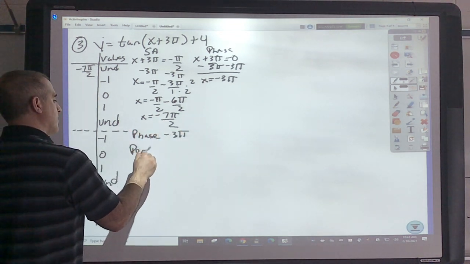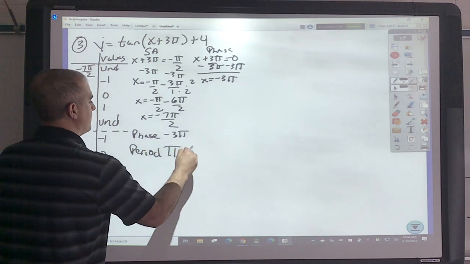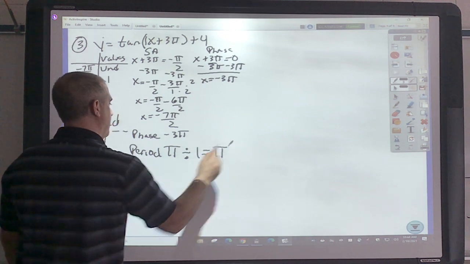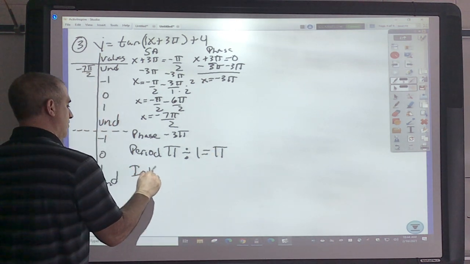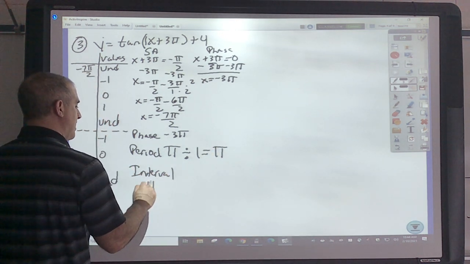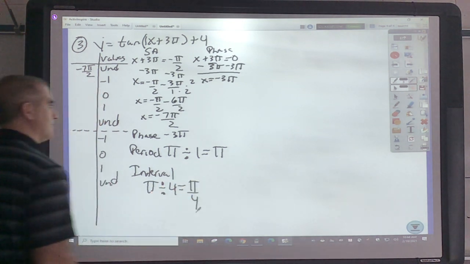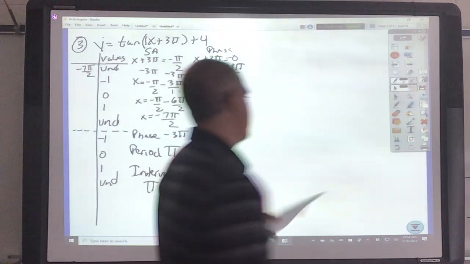Okay, let's find our period. That would be pi divided by the number that's in front of x, which in this case is a 1. So my period is pi. My interval, in this case, is pi divided by 4, which is just pi over 4, okay? So that's my stuff there, all right?